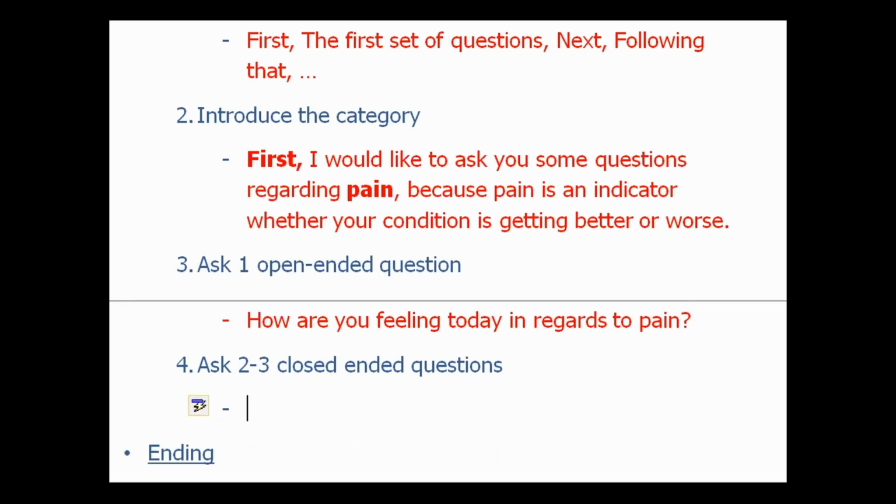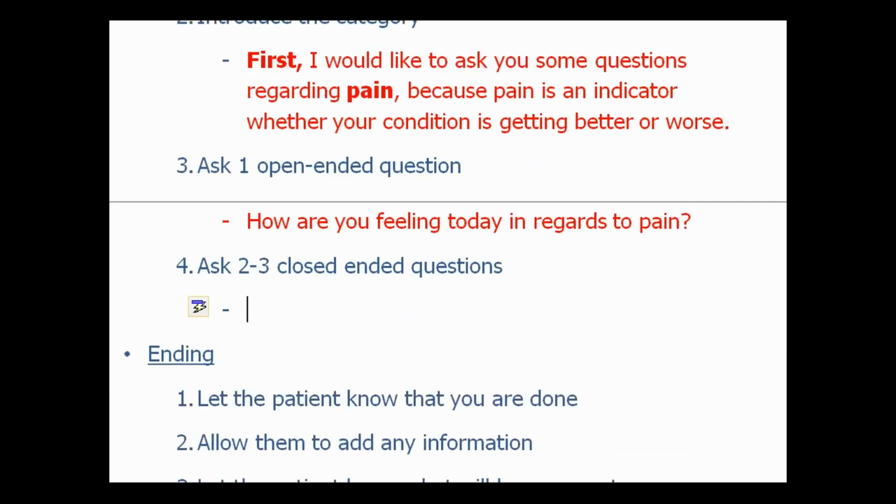And after you asked your open-ended question, now it's the time to ask more questions. You will need to ask about 3 to 4 questions for each category in order for you not to miss any information, because the examiner's chart has all the information that you need to obtain. If you don't obtain all the information, obviously you're going to lose points for content. And they will give you clues along the way. So listen to what they say and then make your next question.